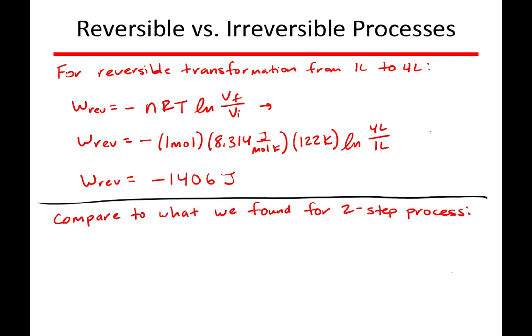Now let's compare that to the work that we calculated when the process was done in 2 steps. When the process was done in 2 steps, this process is what we would say is irreversible. And the reason why we say it is irreversible is because the system and the surroundings are not at equilibrium with each other at every single point during the transformation. Let's take a look back briefly at the PV diagram to see that.